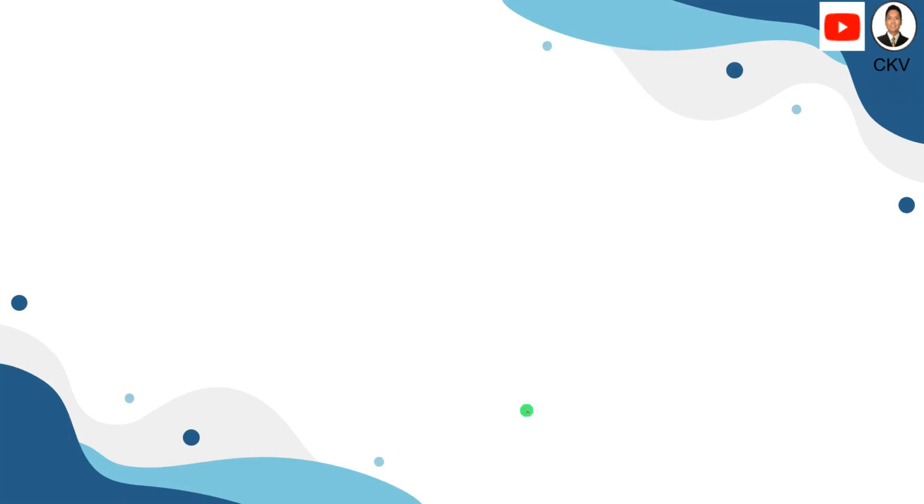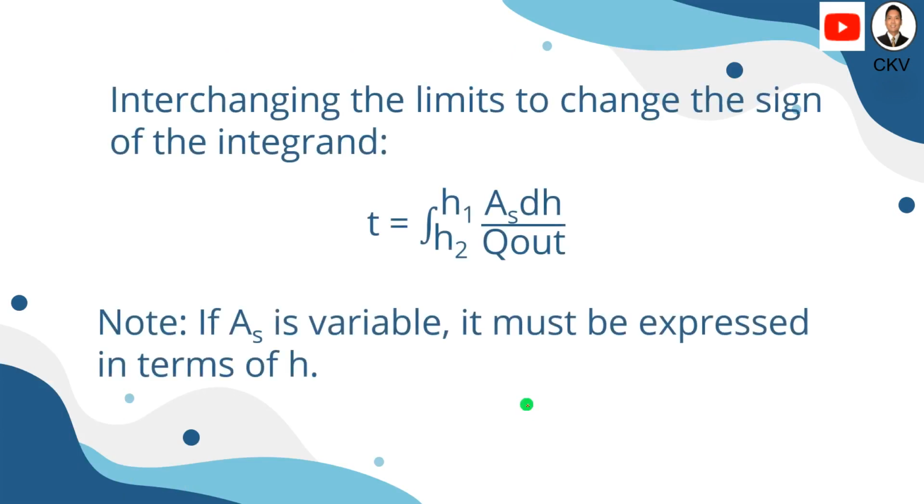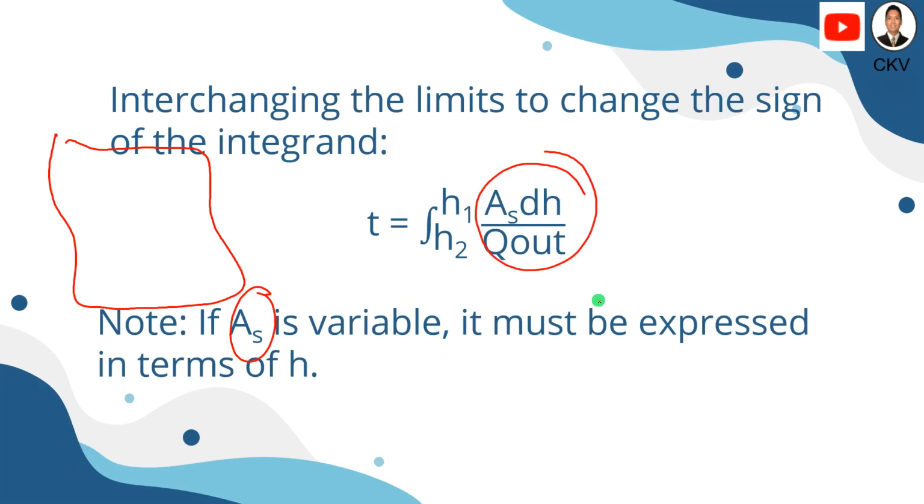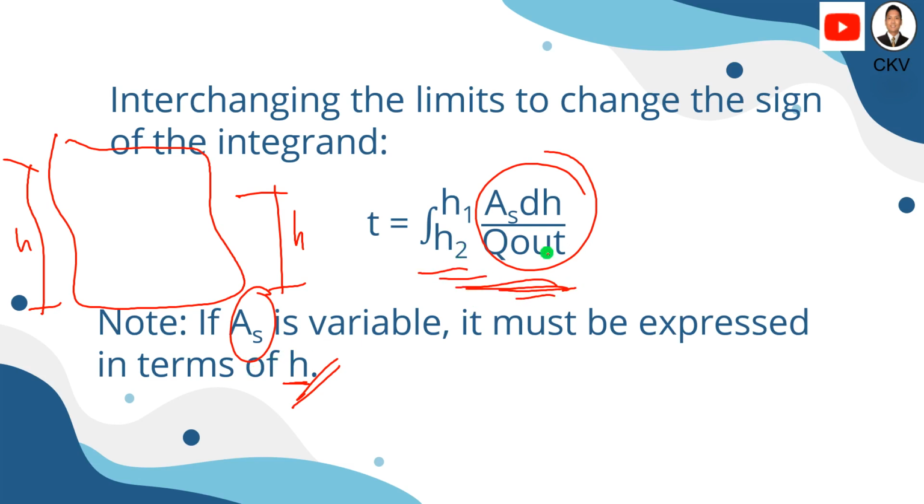Next, if the surface area of the container is variable, varying in shape, then all of the expressions here should be expressed in terms of h, because since our upper and lower limits are in terms of height, we will find a way to derive or make an equation within this solution where we express it in terms of h.